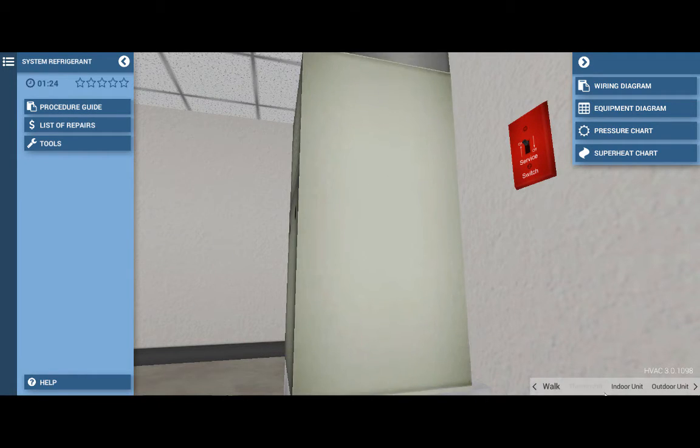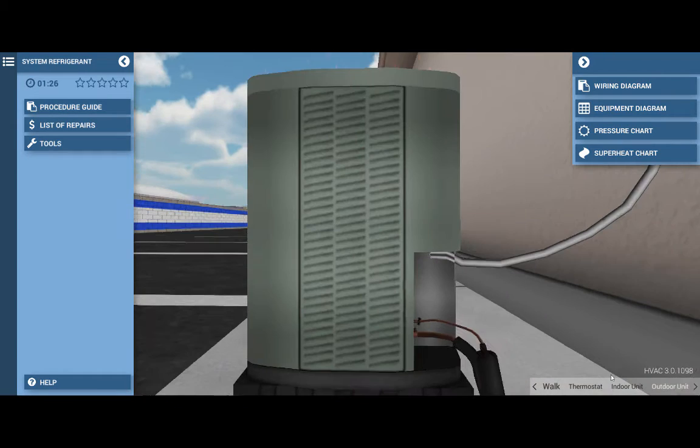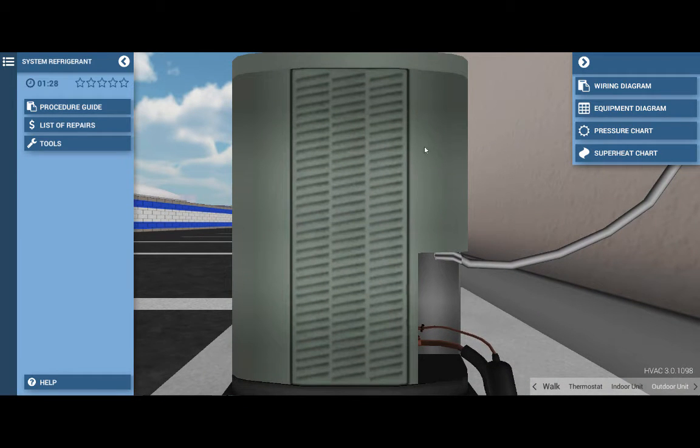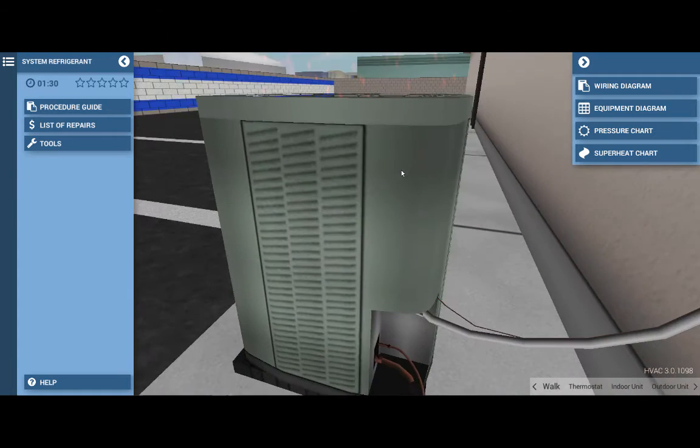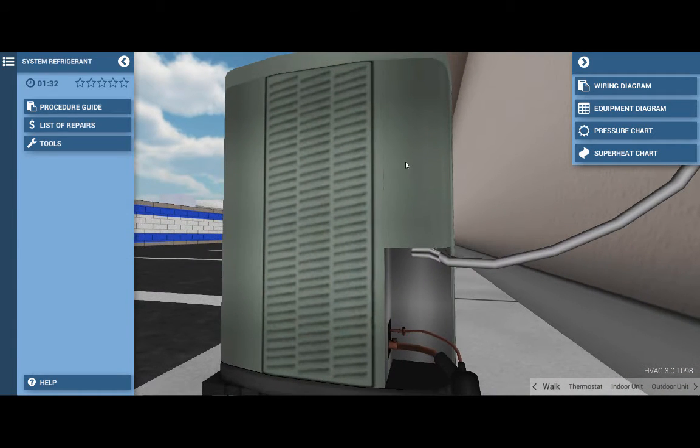Next, we're going to go to the outdoor unit. Clicking on the outdoor unit icon at the bottom right, we can hear the compressor running and we can see that the condenser fan is also running. Now again, for further verification, or if you don't have speakers, you could simply measure the amperage of the compressor to determine if it's running or not. We're going to assume it's running as we can hear it.